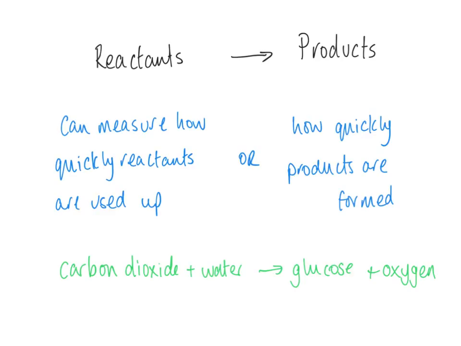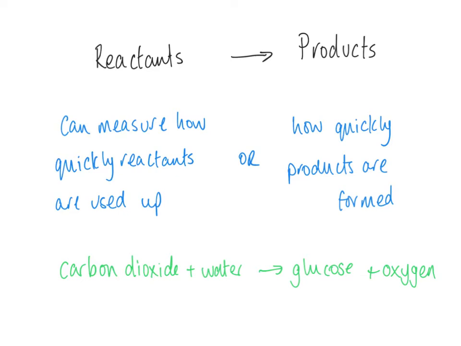Okay, so experiments to test the rate of photosynthesis. Generally, when you do an experiment of a chemical reaction, you are going to either measure the rate at which the reactants are used up or the rate at which the products are formed. If we look at the photosynthesis equation, carbon dioxide plus water goes to glucose plus oxygen.